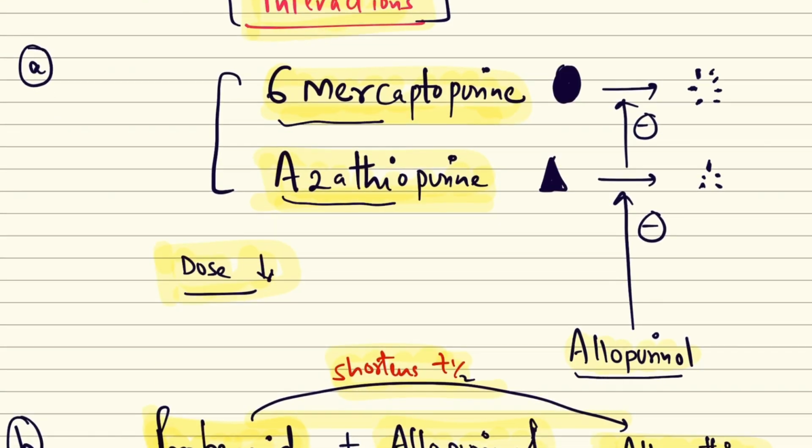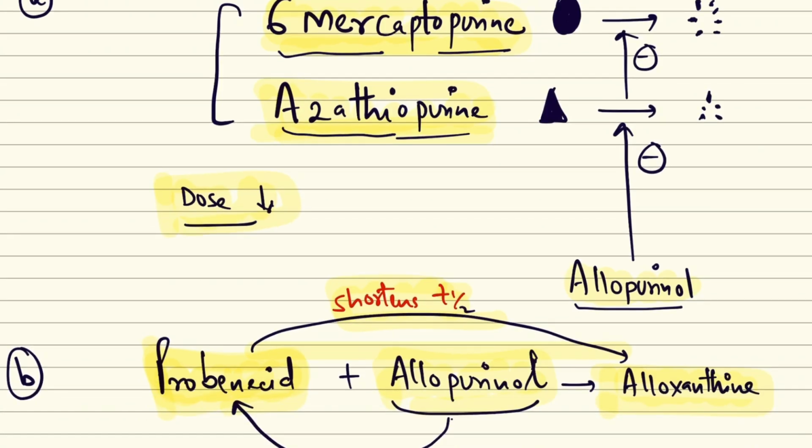About the interactions of allopurinol, it interacts with 6-mercaptopurine and azathioprine. Whenever we give allopurinol to a patient, it prevents the degradation of 6-mercaptopurine and azathioprine, as a result of which their levels can increase in the blood. So we have to reduce their dose to prevent toxicity whenever we are giving allopurinol.